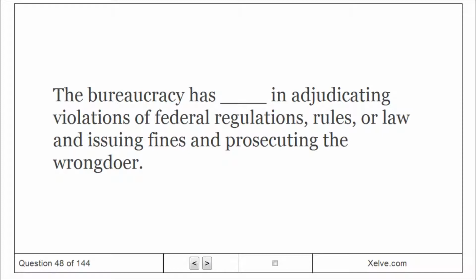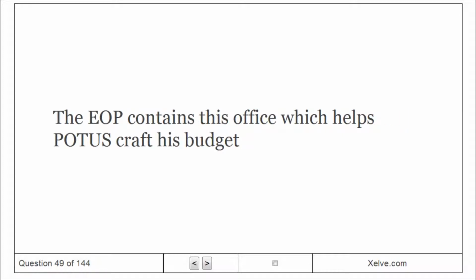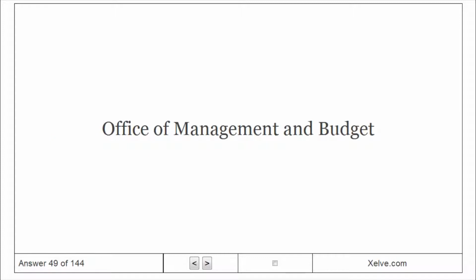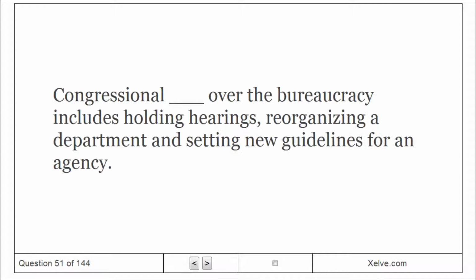The bureaucracy has quasi-judicial power in adjudicating violations of federal regulations, rules, or law, issuing fines and prosecuting the wrongdoer. This is administrative adjudication. The EOP contains the Office of Management and Budget, which helps POTUS craft his budget. The HOR has the sole power to add or subtract from a cabinet-level department or agency's budget. Congressional oversight over the bureaucracy includes holding hearings, reorganizing a department, and setting new guidelines for an agency.